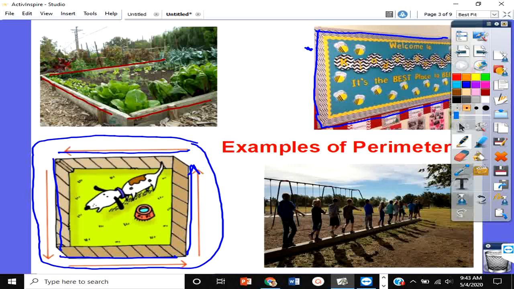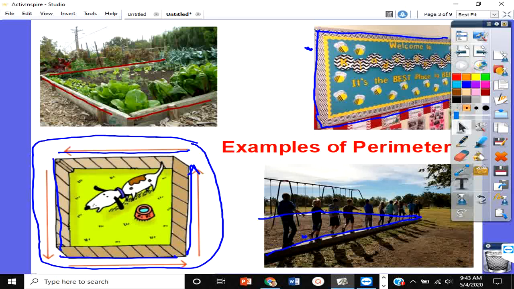And our final example down below is the playground. If you notice, the children are walking on this wooden border around the playground. That wooden border helps all of the mulch inside that playground stay where it is. So the person who built this playground needed to measure the distance around the playground to know how much wooden border they would need.